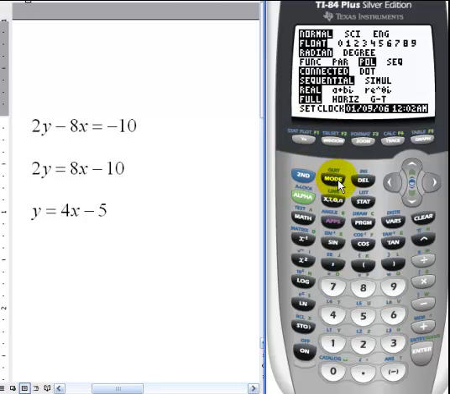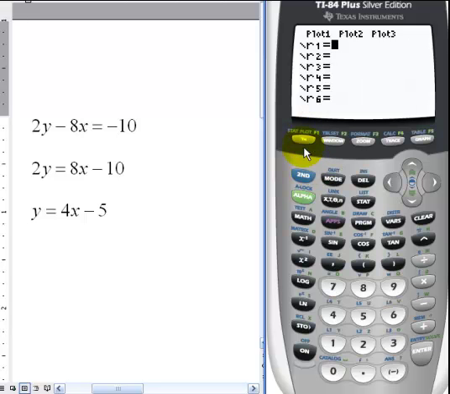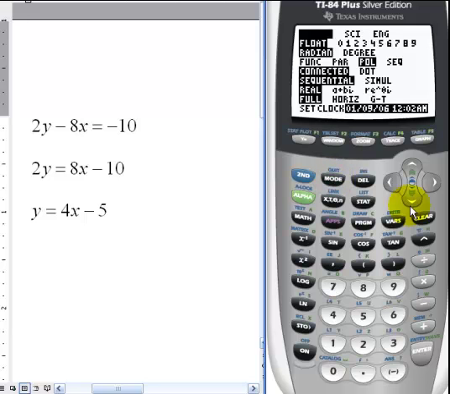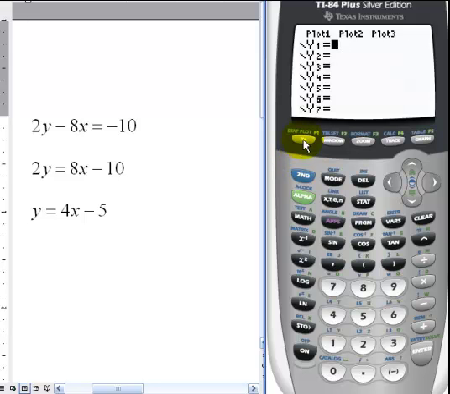I'll just go to the mode key and highlight function mode, the first option there, and hit enter to darken that choice. And now when I hit the y equals button, it didn't darken it, did it? Okay, so let me go back, highlight function, hit enter, there we go. Now it's darkened, and I hit y equals, and there's the y equals screen.